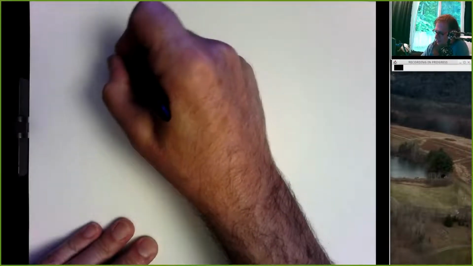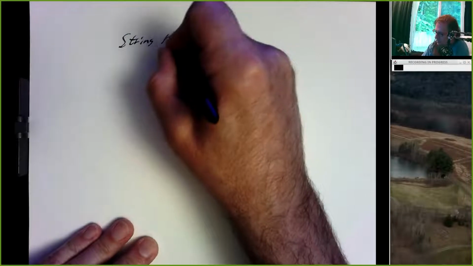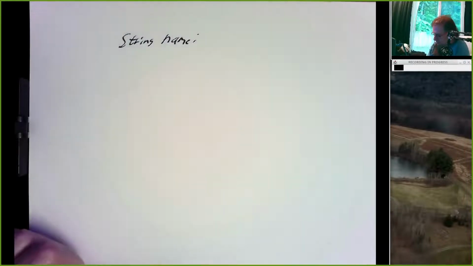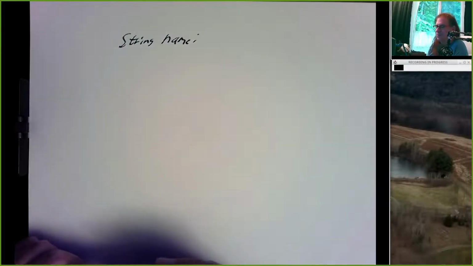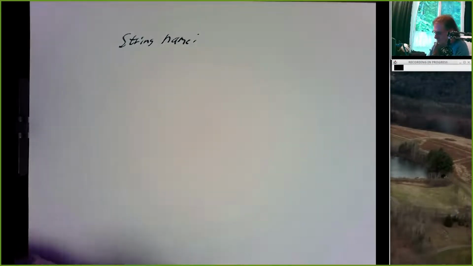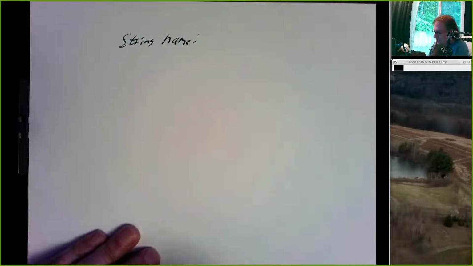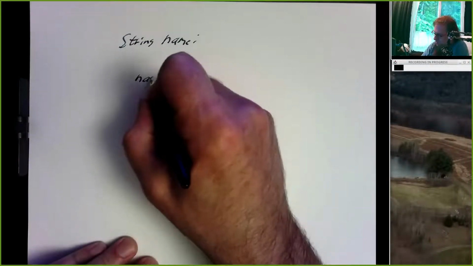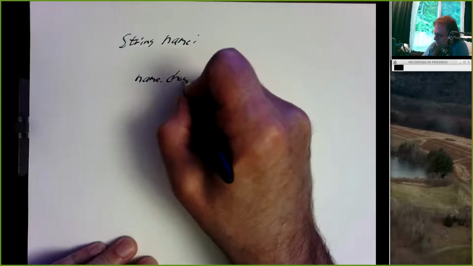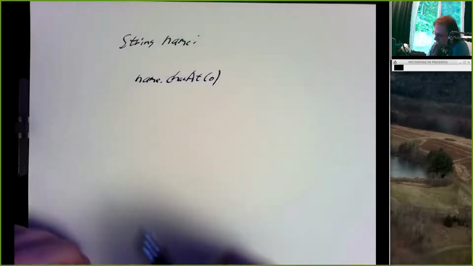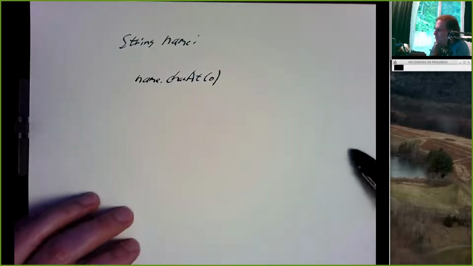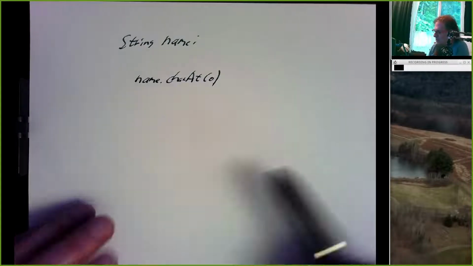All right. If you have the name of a player, so suppose you've got a string name, and maybe this comes from a text field or something. How do you get the first letter of it? Well, there's a method inside the string class called charAt. So if you say name.charAt(0), that'll give you the first initial.